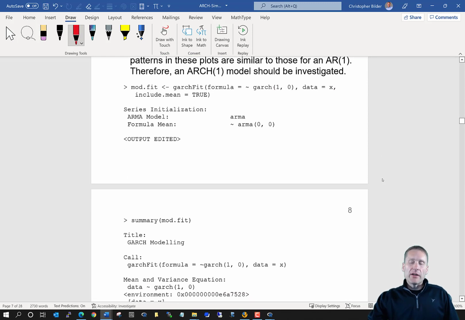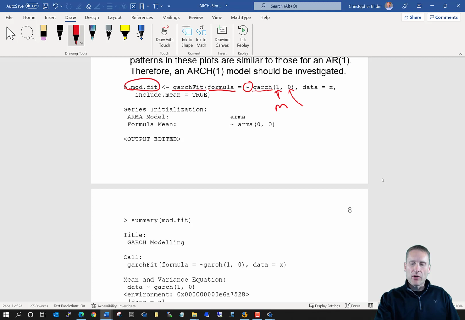Okay, so let's go ahead and now estimate the model. I'm going to put the results into an object called mod.fit. I'm going to use the garchFit function from this package to estimate the model. In the formula argument, this is where I specify the structure of the model. I need to say tilde, and then essentially I'm using a function called garch to specify the particular model. The first entry here is my value of m, so m equals 1.